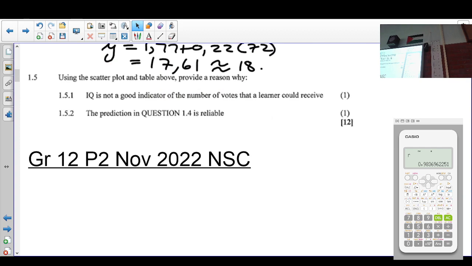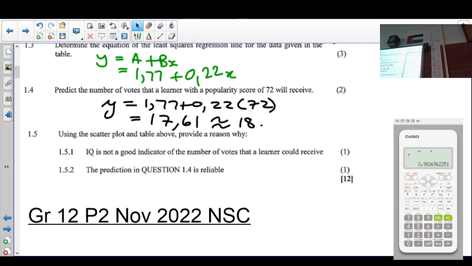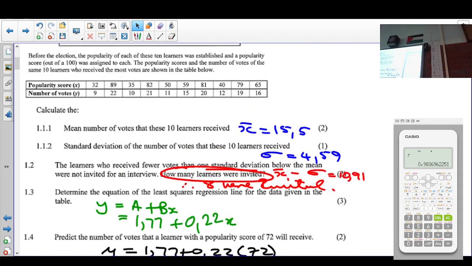Right. Let's look at 1.5.2. The prediction in 1.4, is it reliable? Now in 1.4 we predicted for 72, a popularity score of 72. So if you look here, 72 is within this range here. Can you see that? Can you see, people? 72 is within that. We have lots of values between, so 72 is actually a value between the given values, not so.